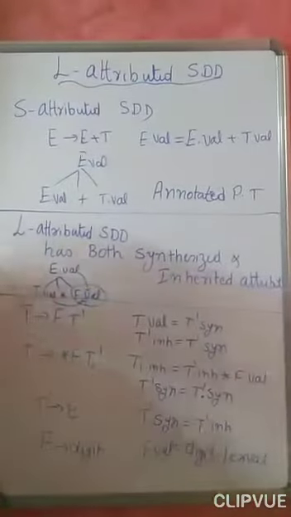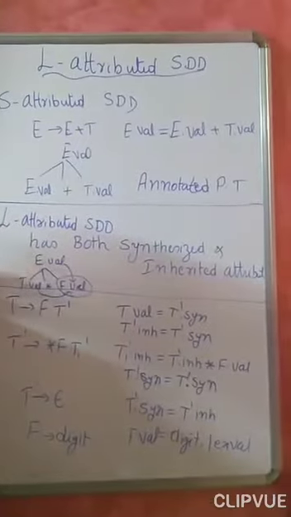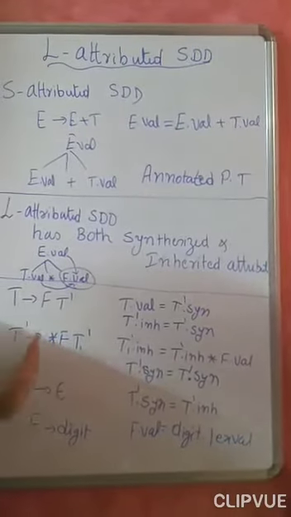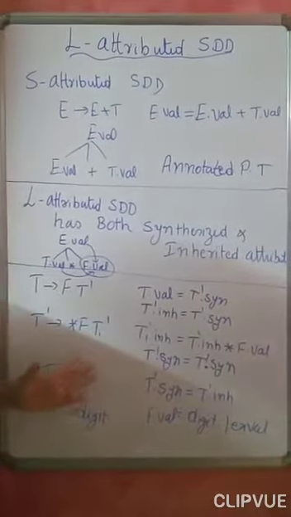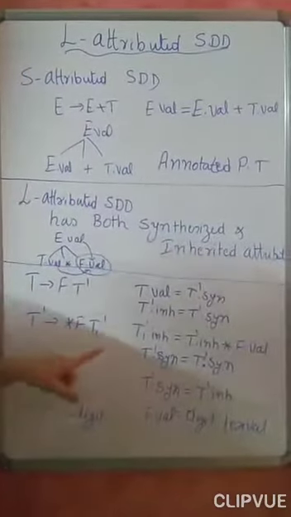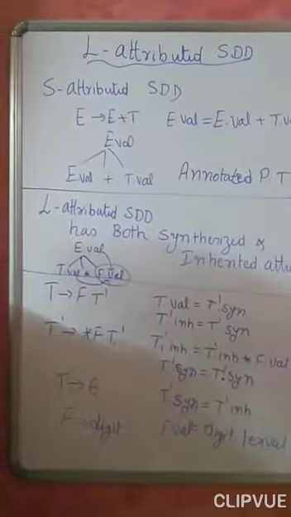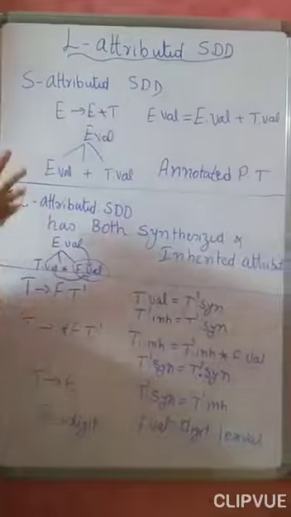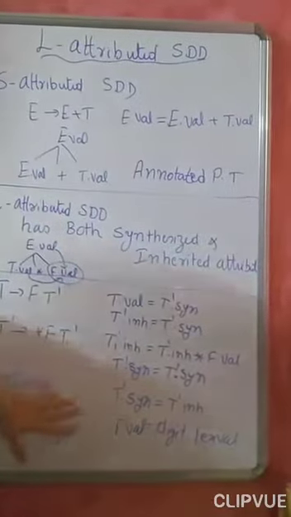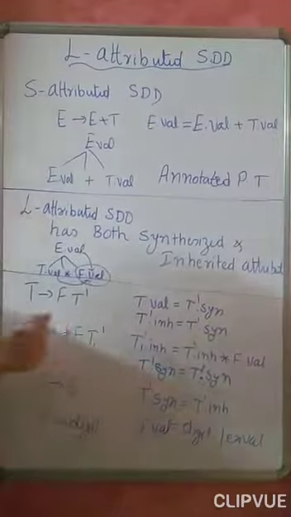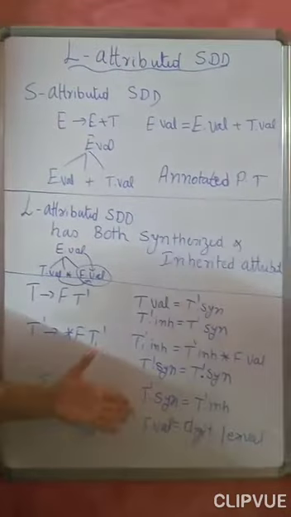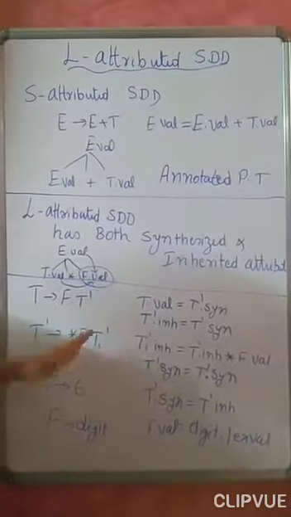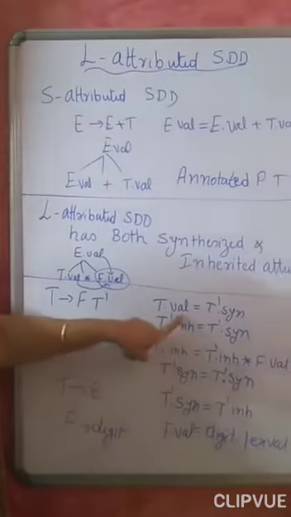It is somewhat difficult to understand, so if I simply explain this L attributed STD, you will not understand anything. So first I will write the annotated parse tree for this grammar, and we will do reverse engineering. Through that annotated parse tree, I will explain how we got these rules for this particular grammar.